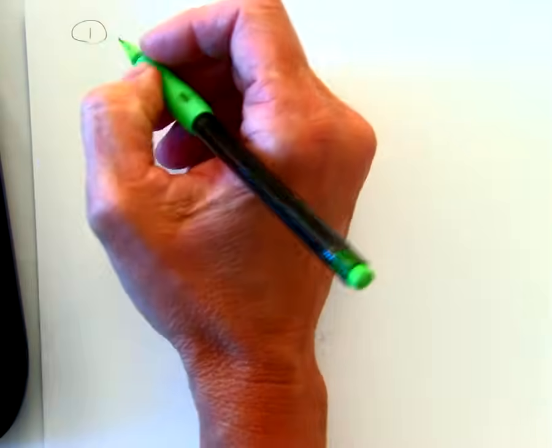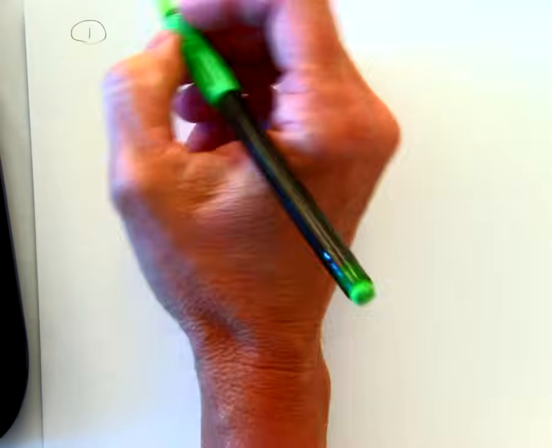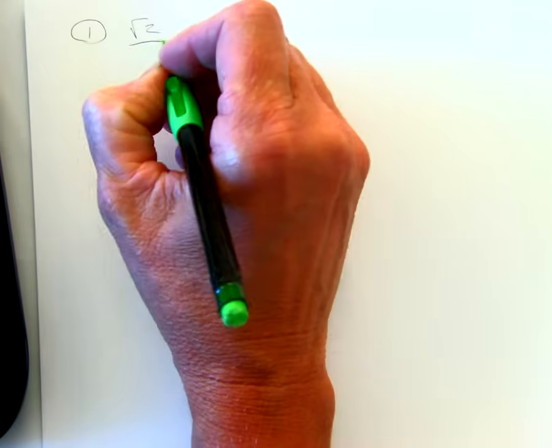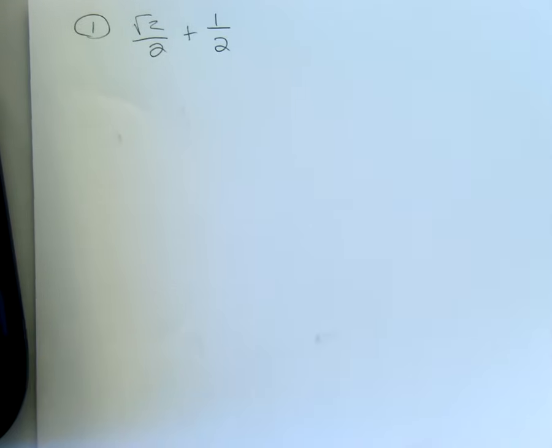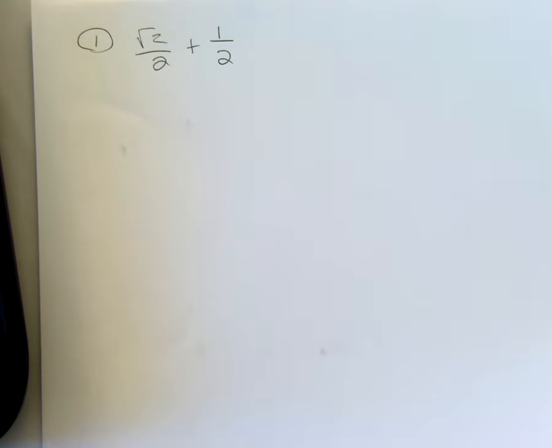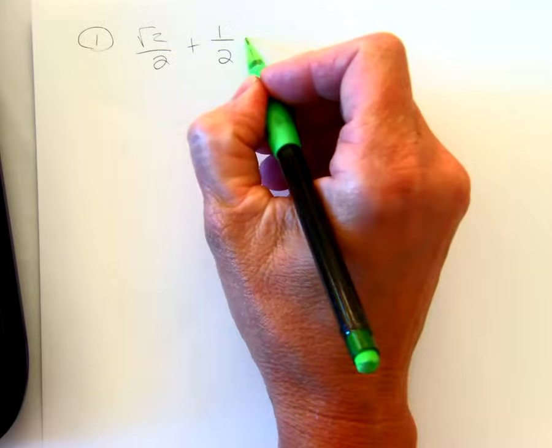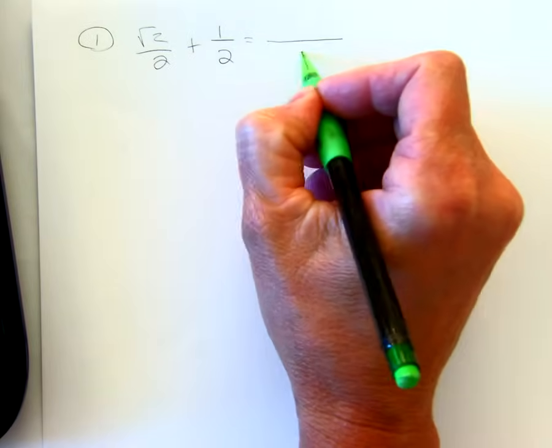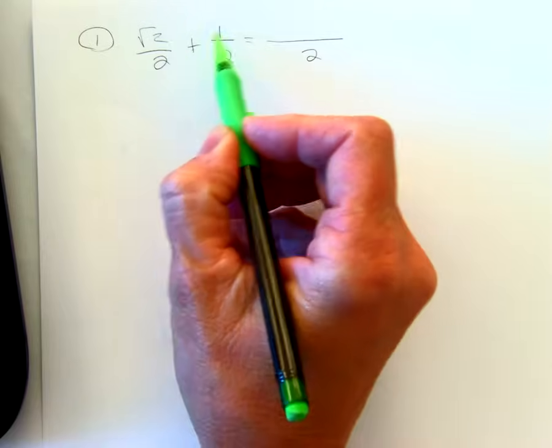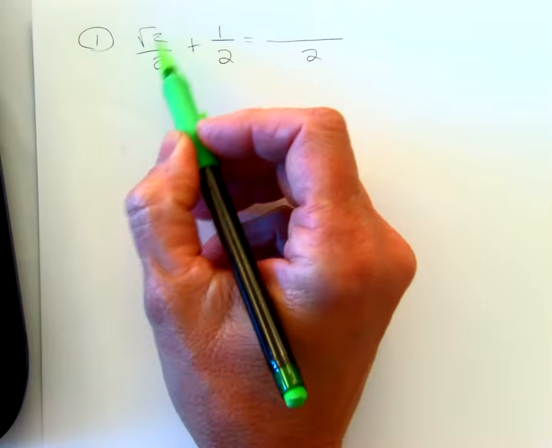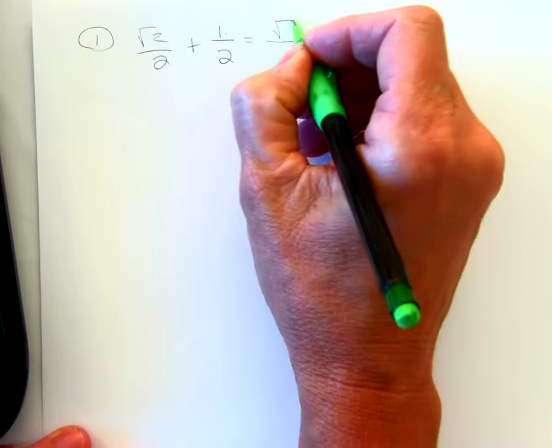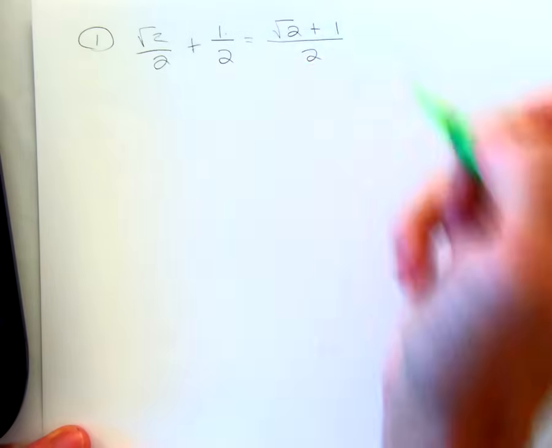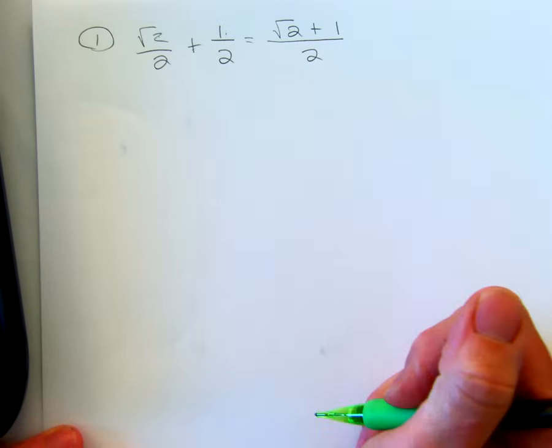So the first one, just have square root of 2 over 2 plus 1/2. Now, when you add fractions, you need a common denominator. Well, they already have a common denominator, and that's 2. The problem is I can't add these 2 on top. It would be like x plus 1. It would just stay x plus 1. So this is going to stay as the square root of 2 plus 1. And that's really all you can do with that problem.